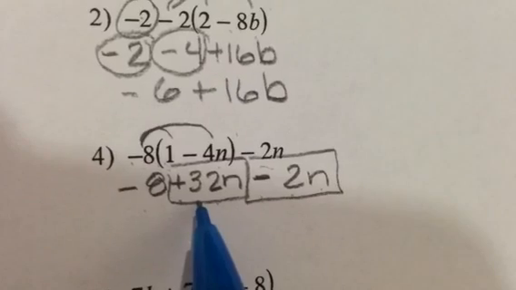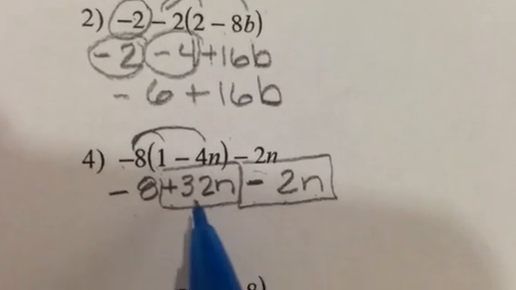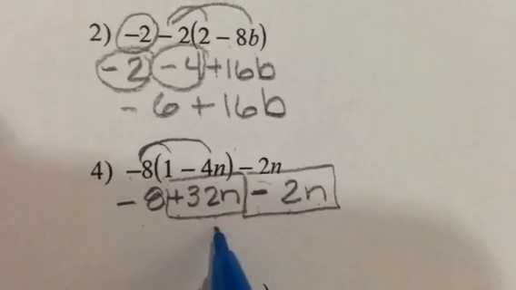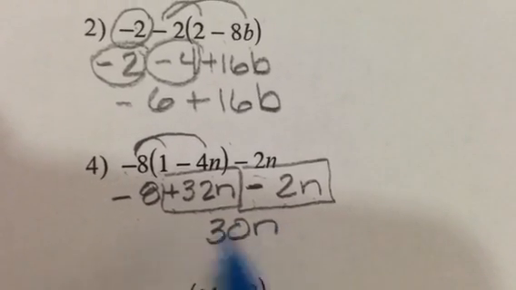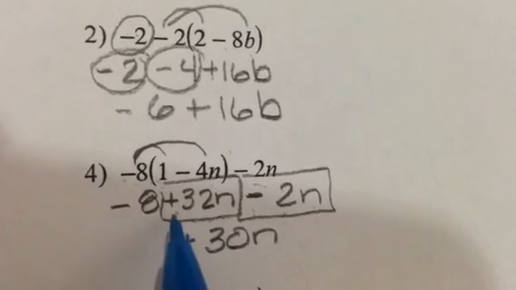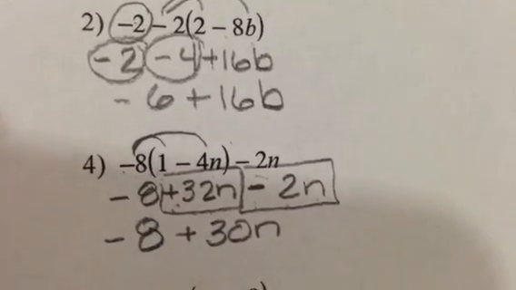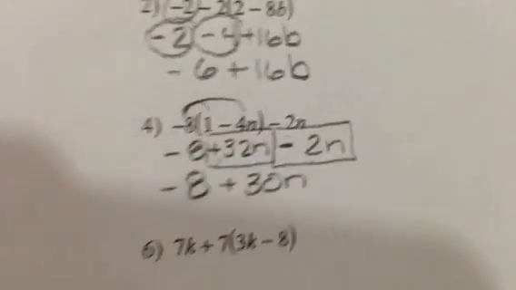32 is on the far right side. 2 means I have to go back 2 places to the left. So 32 minus 2 gives me 30, and let's not forget that's a positive because my larger number is a positive 30, and then I still have my negative 8 out front. So there's your answer. Negative 8 plus 30n.